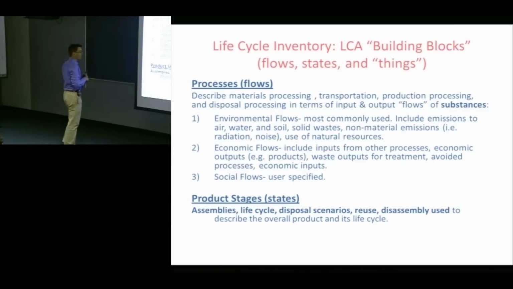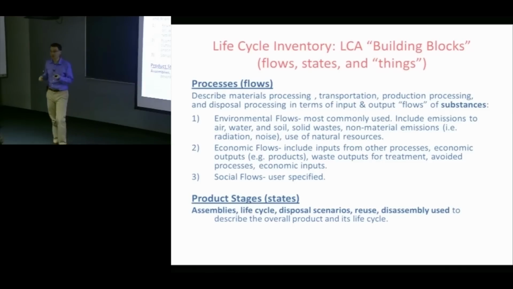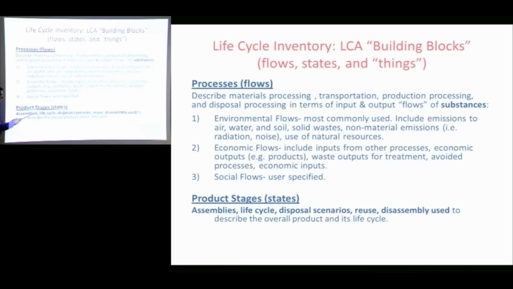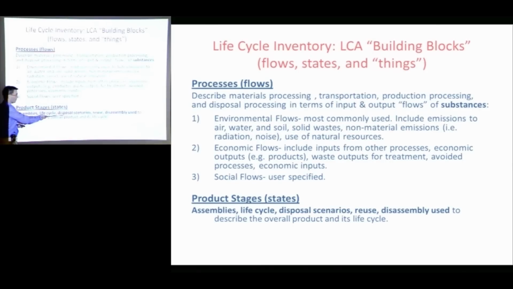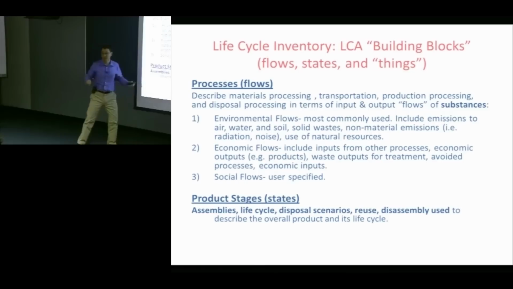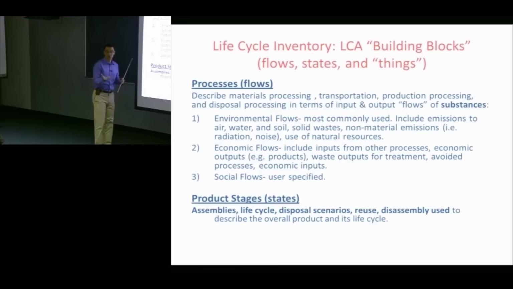The second are product stages. I like to call them states. So for people who are familiar with states and flows, this kind of resonates a bit. So a state could be an assembled set of components. It can be the life cycle. You could define a life cycle of a coffee maker, and that's a state. You could talk about disposal scenarios, reuse, disassembly, manufacturing, transportation. So these would be states. And there are flows that may be associated with the states, obviously.